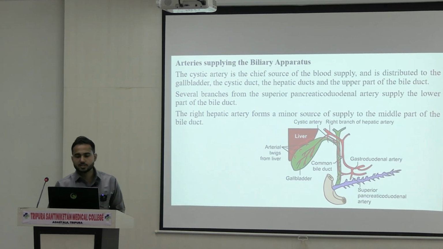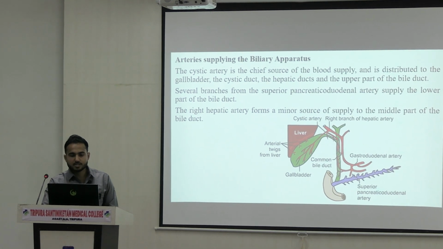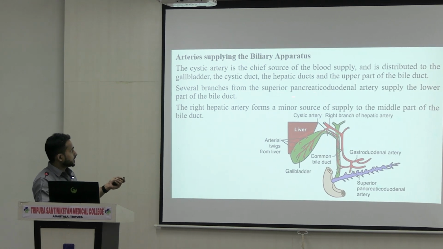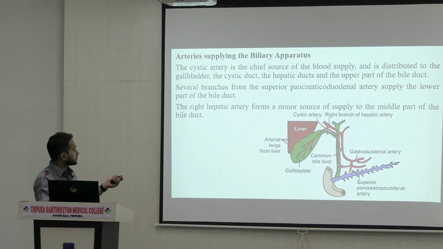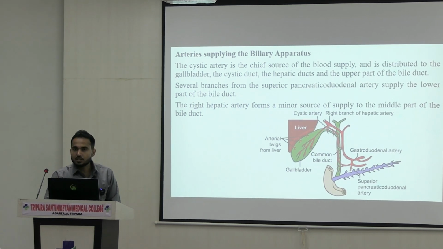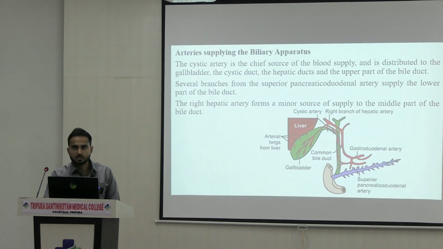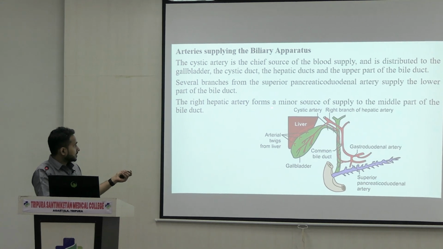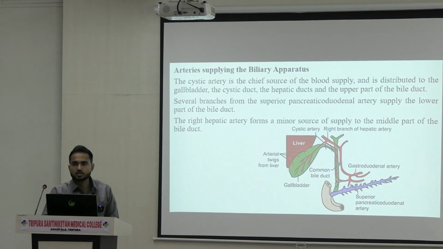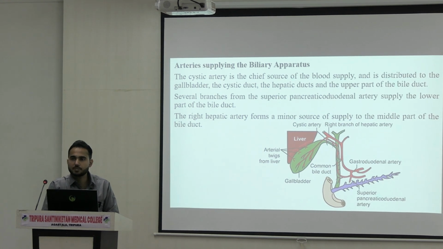Now how will the other parts be supplied? Several branches from the pancreaticoduodenal artery will supply the lower part of the bile duct. As you can see, some branches of the superior pancreaticoduodenal artery supply the lower part of the bile duct. The right hepatic artery gives some minor branches which will supply the middle part of the bile duct. So this is how the arterial supply takes place in the extrahepatic biliary system.